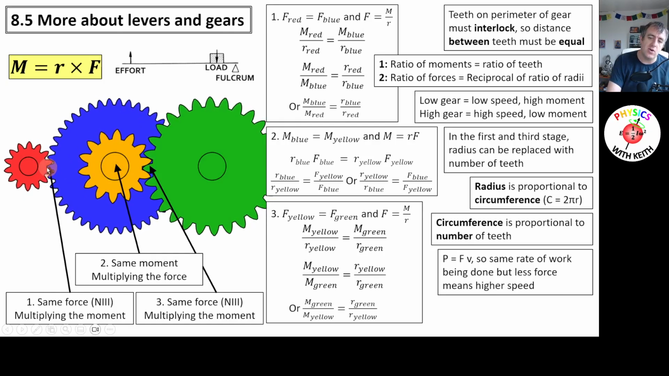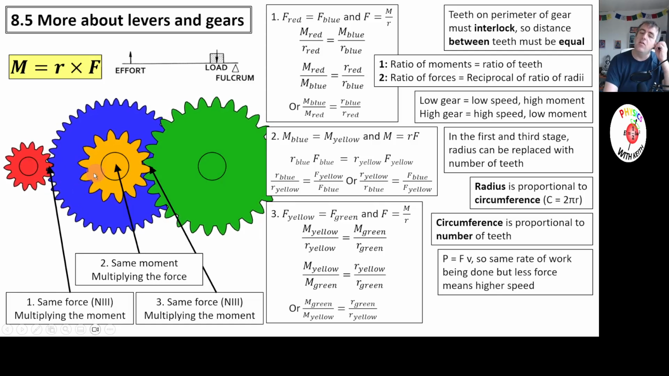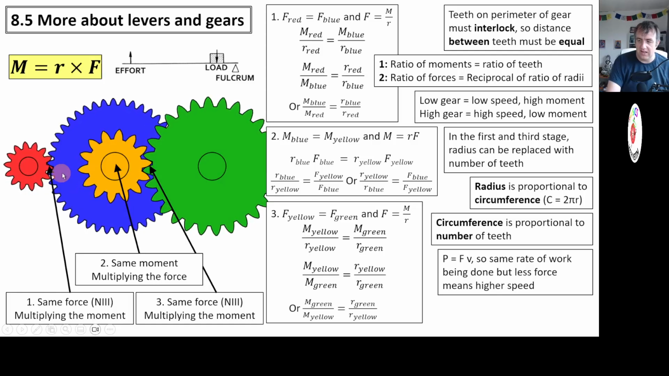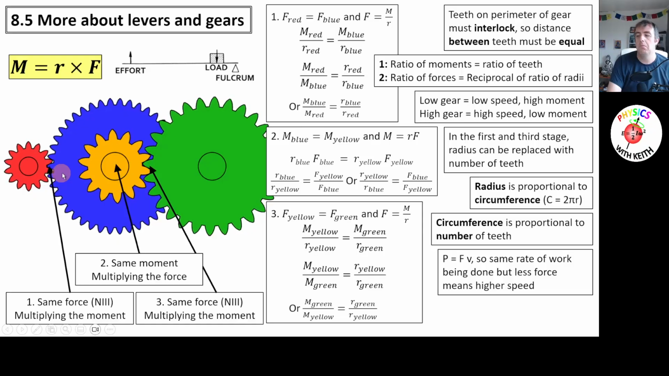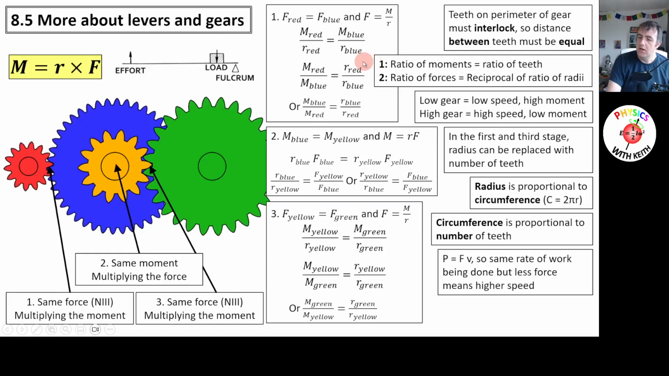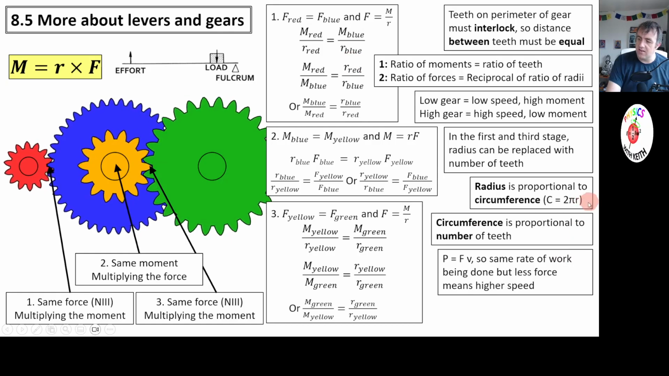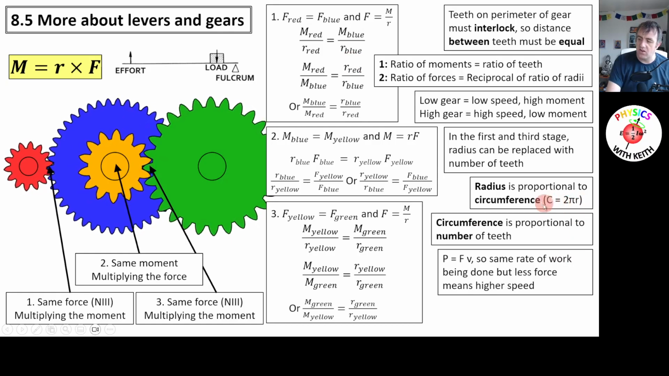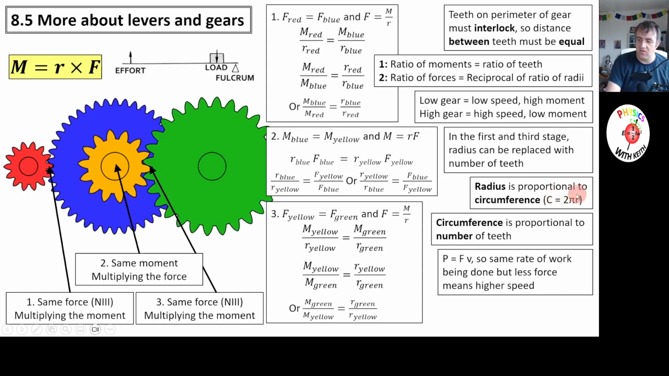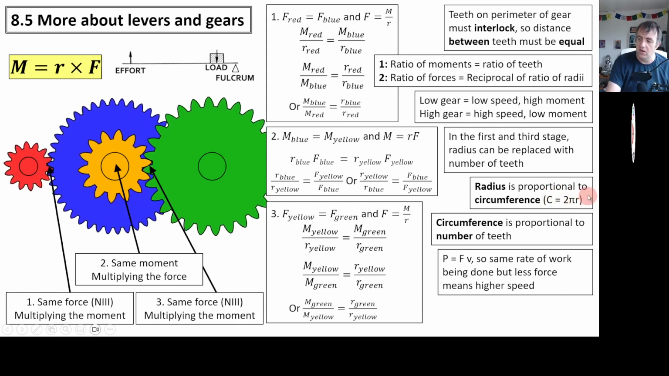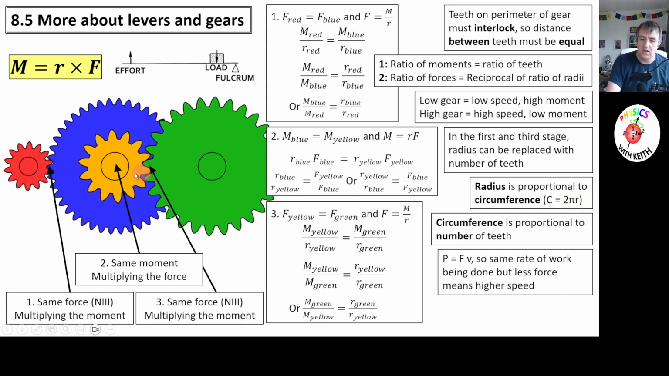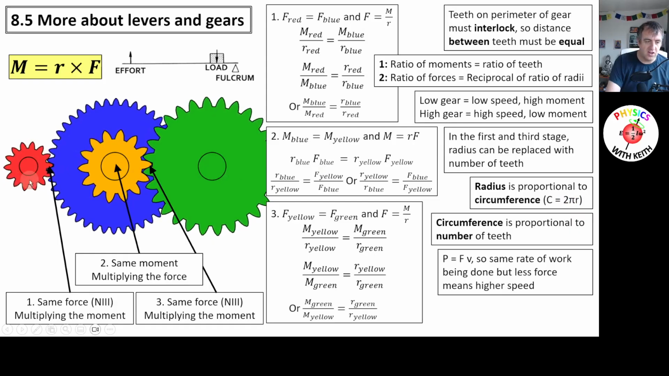So if the blue gear has twice the radius of the red gear, then the blue gear has twice the moment of the red gear, twice the turning effect. Okay, fine. Don't always want to measure the radius of a gear, though, do we? But we do know that the radius of a gear is proportional to the circumference of a gear, because that's the relationship between the radius of a circle and the circumference of a circle. And apart from the teeth, these are pretty circular.